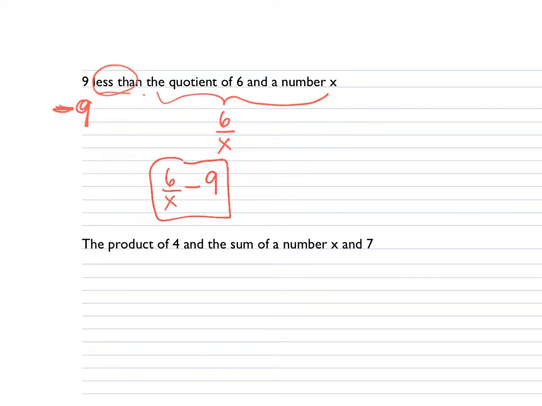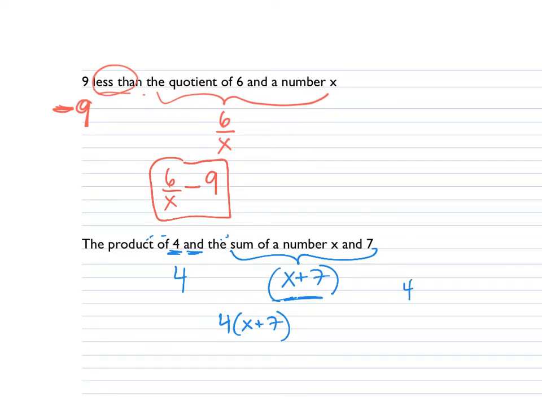Okay, and then we have the product of 4 and the sum of the number x and 7. So the sum of a number x and 7 is x plus 7. And this is the product, so we're multiplying these two things together, 4 and this sum. Since this is a sum, it needs to be in parentheses because it's the product of 4 and this. And then you can put these next to each other, 4 times x plus 7. That's what this is saying.